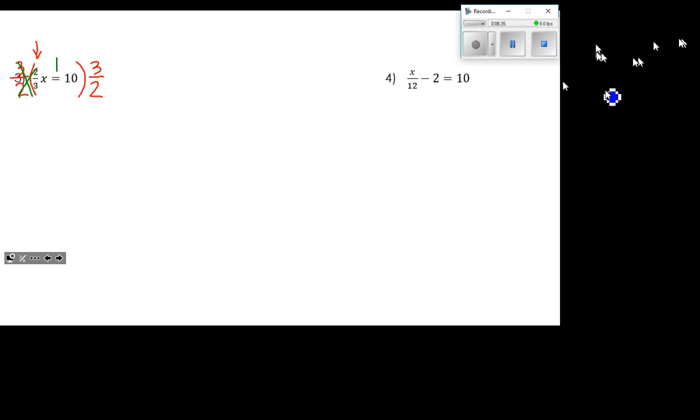And we are left with x equals, now we're multiplying this side. Let's make 10 a fraction so that we have 2 fractions to multiply. So we'll put a 1 there. When you multiply fractions, you multiply the top, the numerator, and you multiply the denominator, or the bottom. So 10 times 3 is 30. 1 times 2 is 2. I know that I can simplify that to become a whole number. So x equals 15.